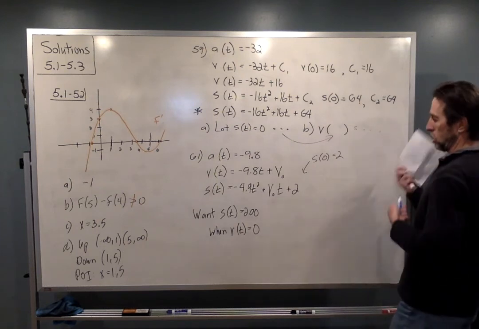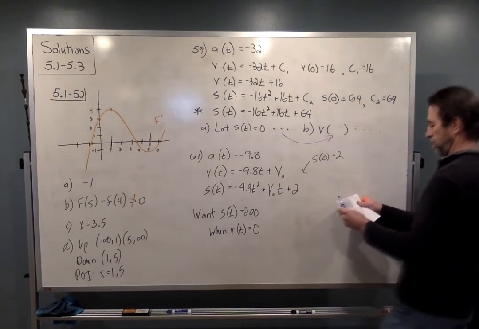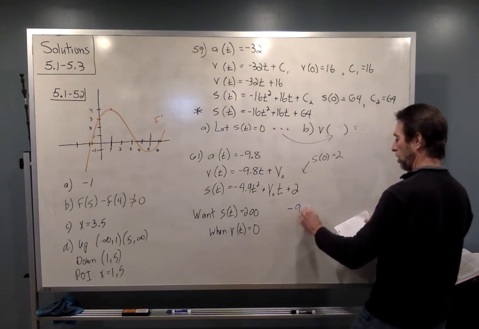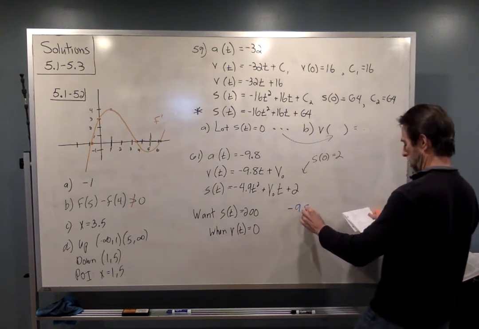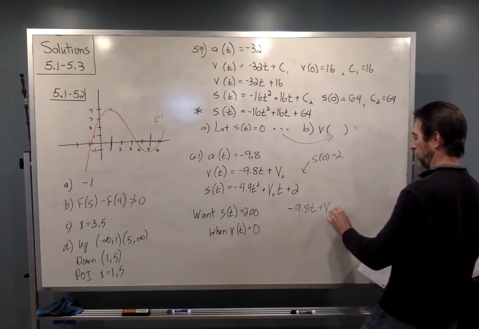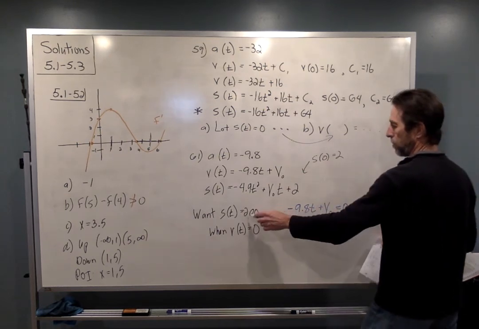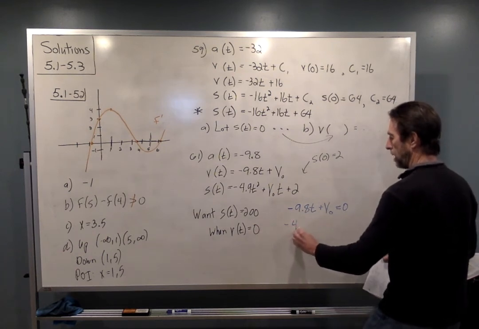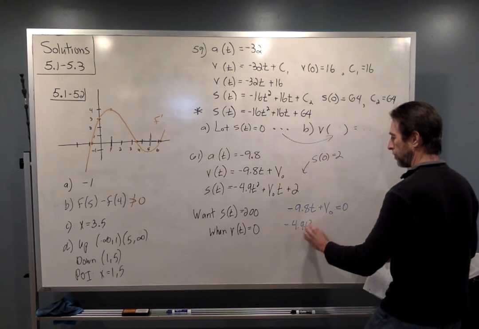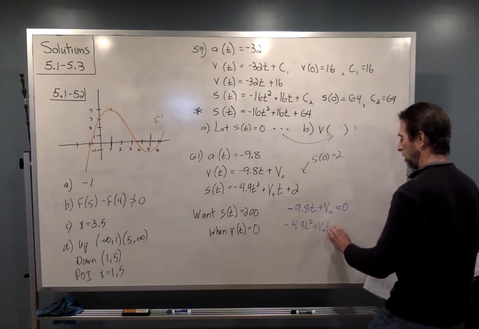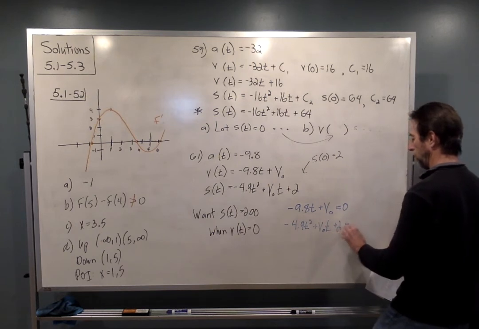Keep dropping my marker. That's nothing new. So we have negative 9.8 t plus v sub 0 equals 0. That comes from this. And then we have negative 4.9 t squared plus v sub 0 t plus 2 equal to 200.